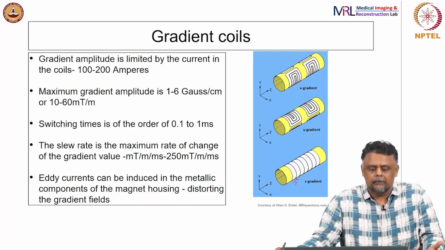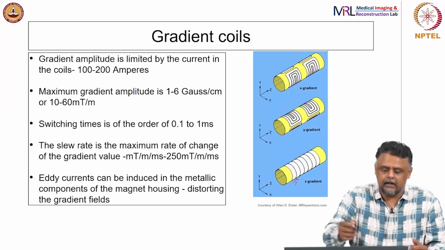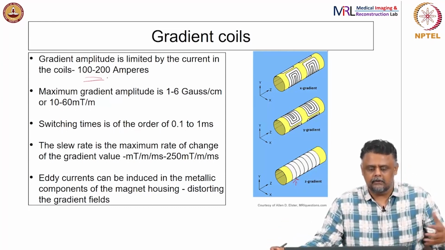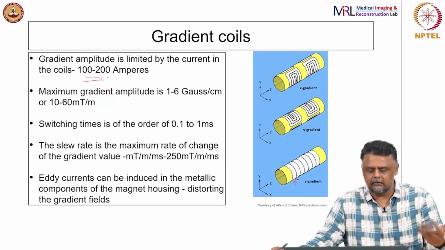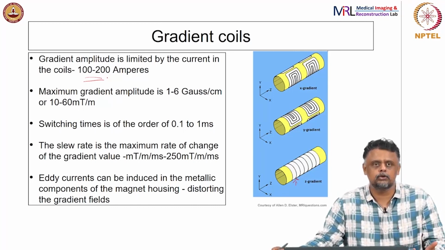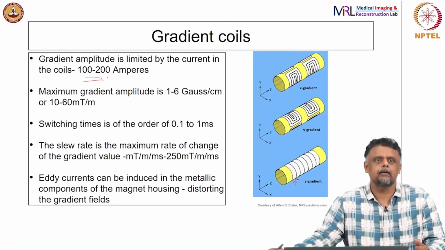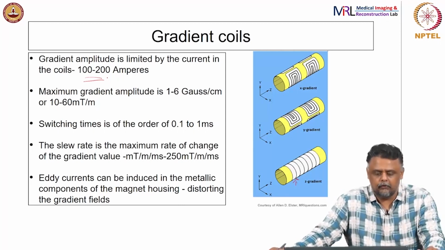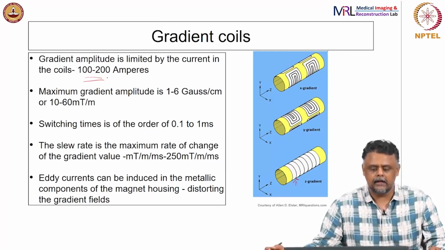Okay. The gradient amplitude again is limited by the current in the coil. It is very high currents, right, 100 to 200 amperes. And just to give you an idea of the order of magnitudes, the maximum gradient amplitude is 1 to 6 Gauss per centimeter, or in this case 10 to 60 millitesla per meter, right. But the strength of our static magnetic field is about 1 to 3 Tesla, as we talked about, and this is the gradient amplitude.